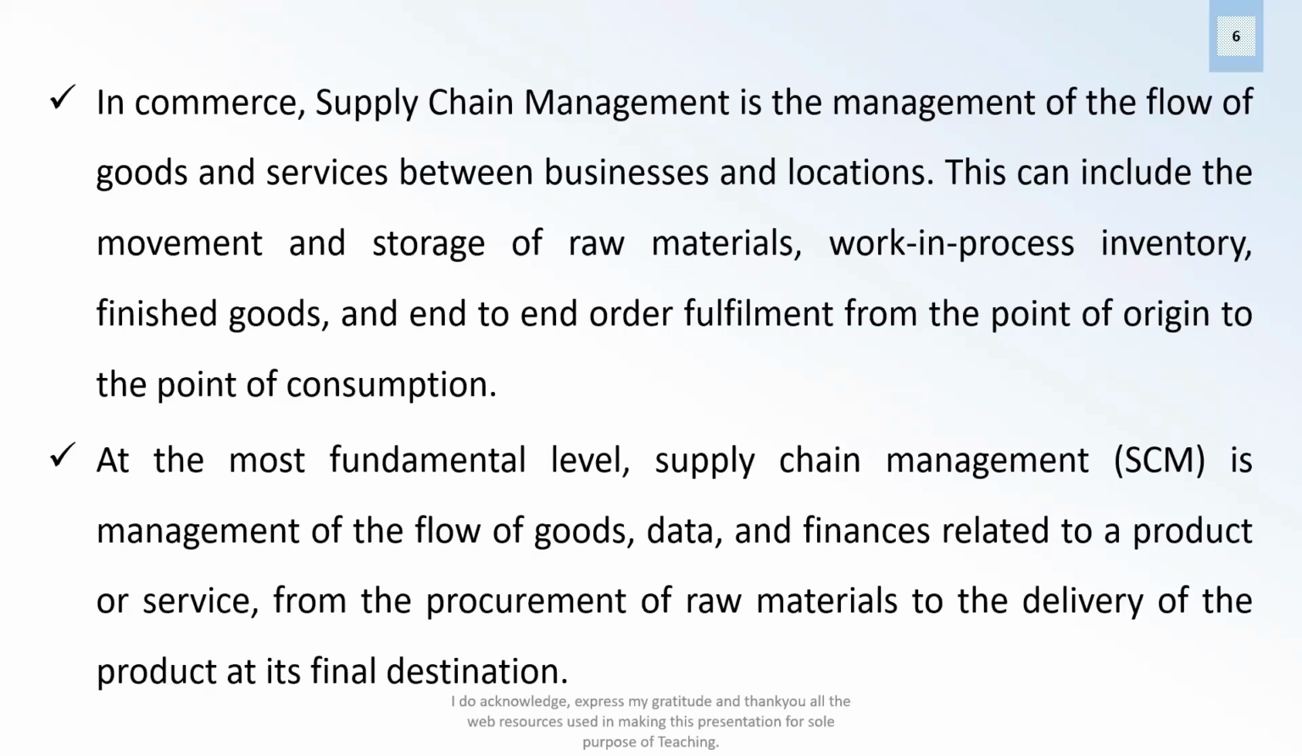And finances, for sure. When the goods are moving, finances are moving in the other direction. Correct? So the goods movement and the finance movement are opposite to each other. Okay. So finance related to products or services, correct? So this is how, in the most fundamental definition of supply chain management, these three parameters are very important: goods movement, data movement, and finance movement.